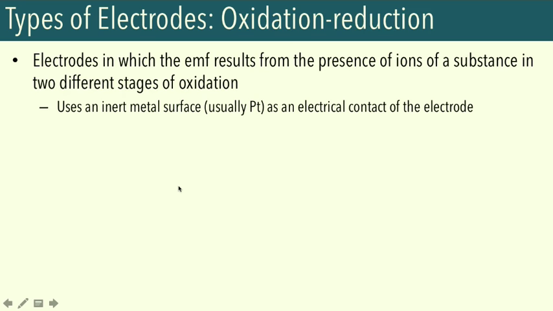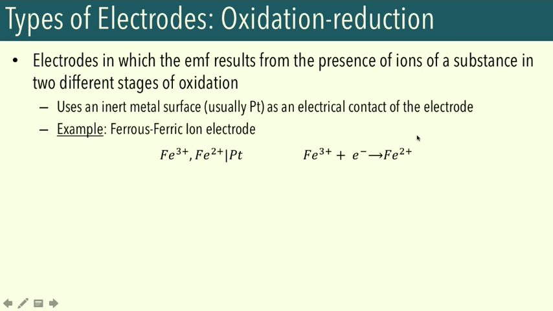So our last type of basic electrode also makes use of inert metal surface, and that is our oxidation reduction electrodes, okay? So in these electrodes, the EMF results from the presence of ions of a substance in two different stages of oxidation, okay? So again, the inert metal surface just serves as an electrical contact of the electrode, okay? So a very common example of this is the ferrous ferric ion electrode, okay? So the corresponding half reaction is that we have ferric ions gaining electrons in order to form your ferrous ion. So the corresponding Nernst equation for the reduction potential is just given as follows. So again, these are just different types of electrodes that we might encounter in our study of electrochemistry.